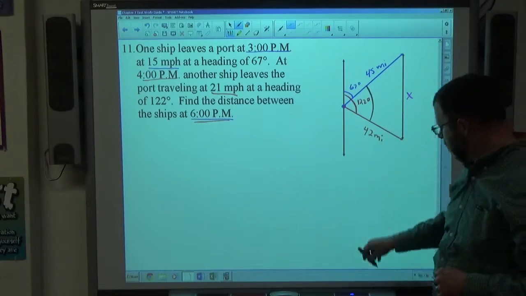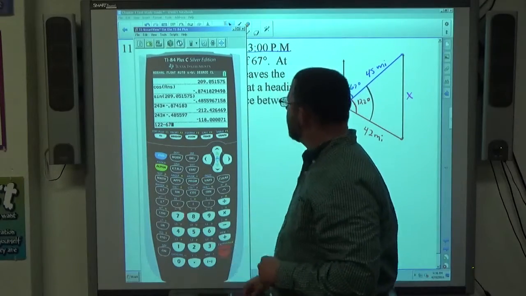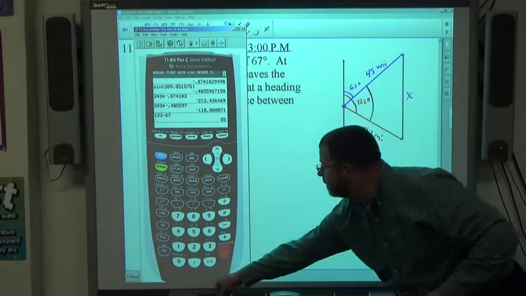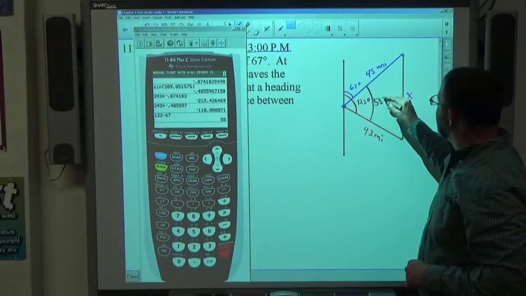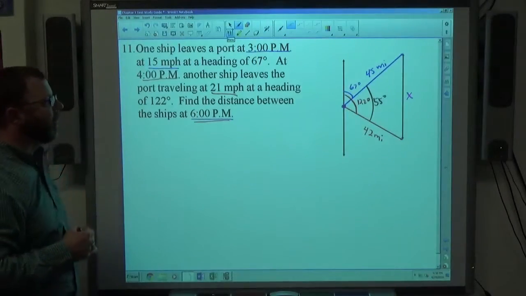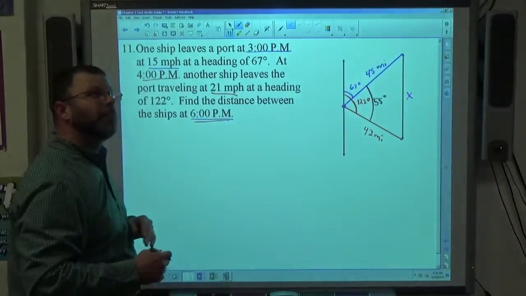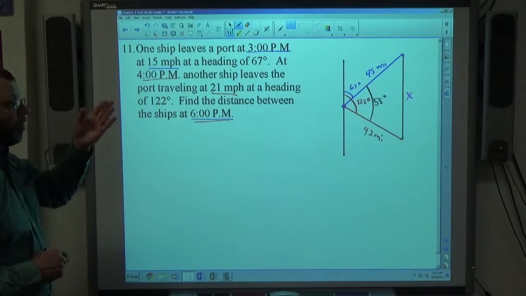So if I do 122 minus 67, that comes out to a 55-degree angle right here inside the triangle. It's very key that we always get an angle inside the triangle when we're trying to work these problems out. And then again, it's a side angle side situation, so it's very much like, I believe it was problem number 2. It's just the law of cosines.